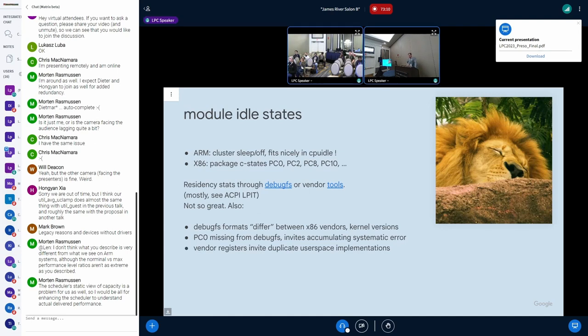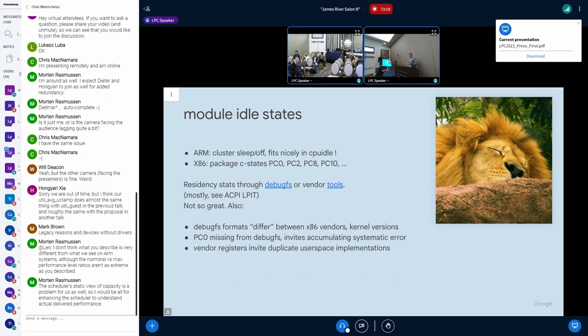So moving on from these CPU idle states is module idle, right? On ARM, that's like cluster, sleep on, sleep off. It fits really nicely in CPU idle, except that on x86 it doesn't, right? These are package C states, so that's PC0, PC2, PC10.